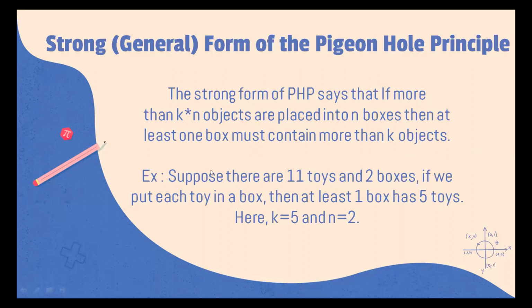And just a small example would be that there are 11 toys and 2 boxes. If we put each toy in a box, then at least one box has 5 toys, because there are only 2 options and you keep on putting them anyway. So it's sort of the middle place. You at least have 5. Here you can see that k equals 5 and n equals 2.